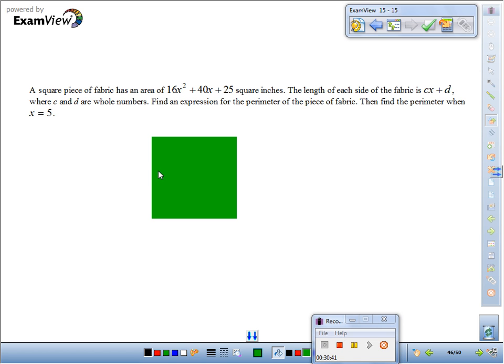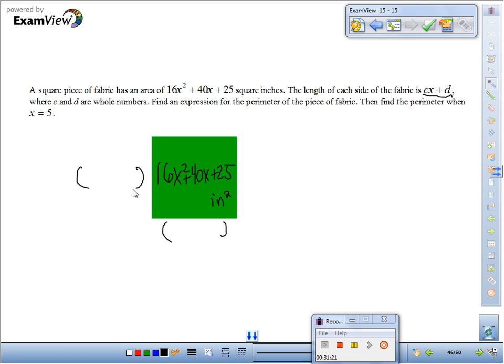What did it say? 16. The area of the square is 16x squared plus 40x plus 25. And the measurement for that area is in square inches. So I'm just going to write inches squared. And it says, the length of each side should be written like this. Everybody look up. Cx plus c, which implies a binomial. Is that correct? So that means I need to have a binomial here and a binomial right here.